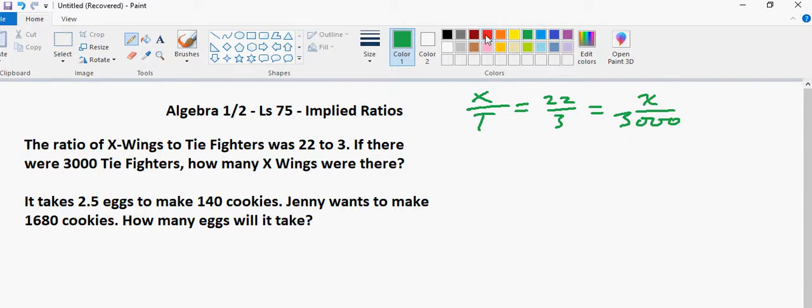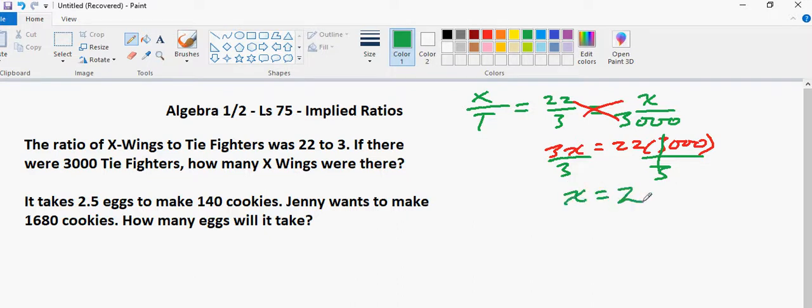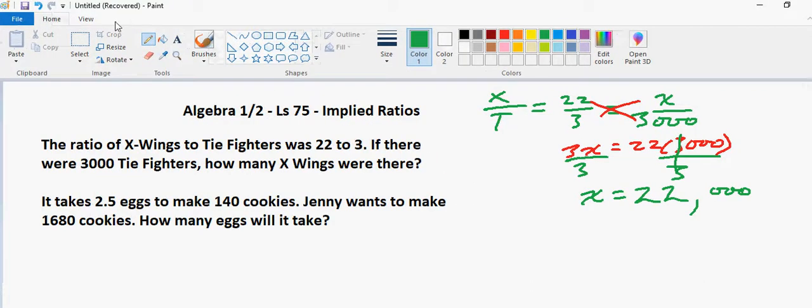How do I solve? Through cross multiplication. 3X is 22 times 3,000. And if I end up dividing this by 3, it's going to knock this guy out, so it's a 1,000 times 22, giving me 22,000. Okay, so let's try this with one where it doesn't actually say here's the ratio.